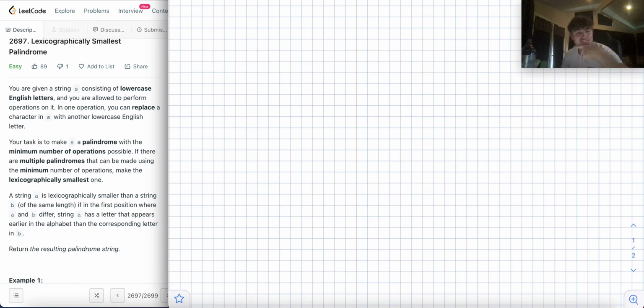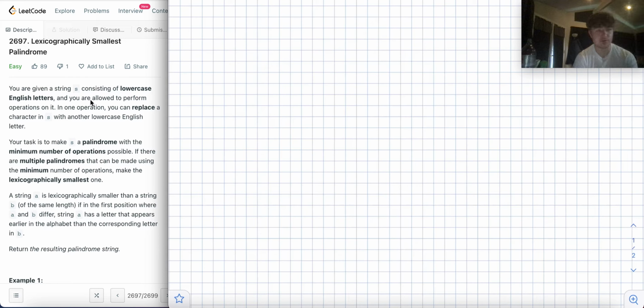This is 2697, Lexicographically Smallest Palindrome. Okay, let's go ahead and get right into this problem. You're given a string S consisting of lowercase English letters. Very confined to what the string can be. We have this string S, and S only contains A through Z lowercase.